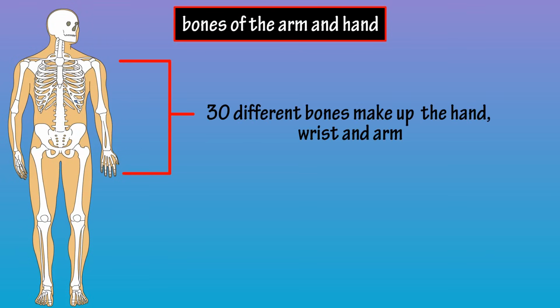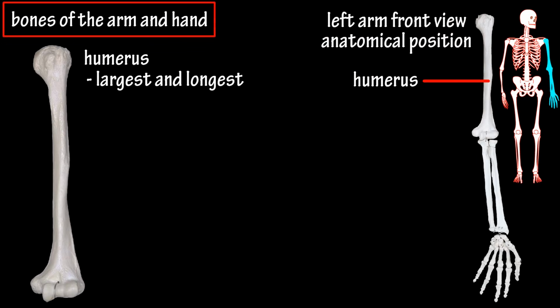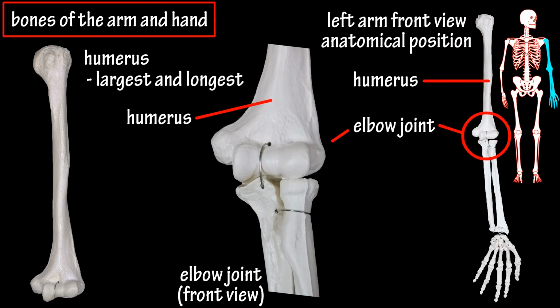The upper limb, or arm and hand, contains 30 different bones. The humerus is the largest and longest bone of the upper limb, and it makes up the upper portion of your arm. At the elbow joint, it has two curved surfaces.